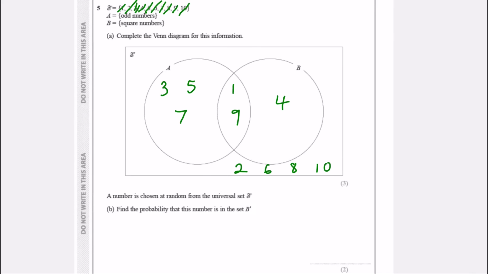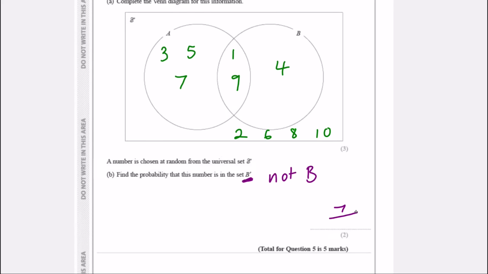A number is chosen at random from the universal set. Find the probability that the number is in the set not B. So this B prime, B with an apostrophe, means not in B. So how many of the numbers are not in B? Well, 3 are in it, so 7 are not in it out of the 10 numbers in total. So 3 tenths it is in B, 7 tenths not B.